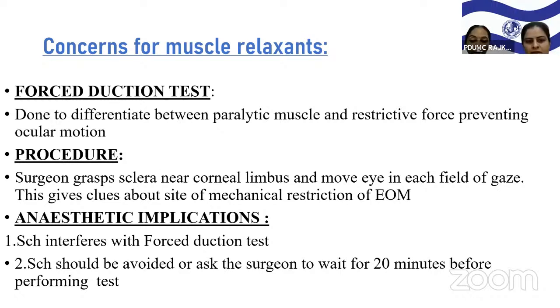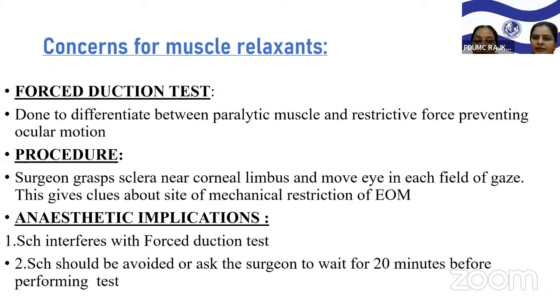So apart from the interference of succinylcholine with the forced duction test, what is the other interference it is doing? Succinylcholine itself causes increase in IOP, 6 to 8 mmHg. Okay, that would be a transient one. Would it create any complications further? That will cause an oculocardiac reflex too, ma'am. Increase in intraocular pressure will trigger oculocardiac reflex. Exactly.